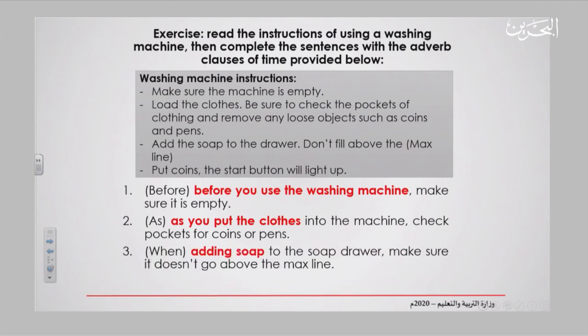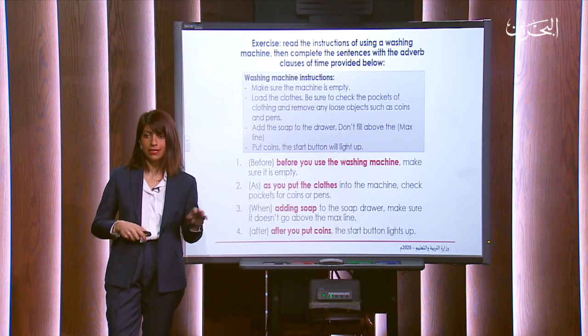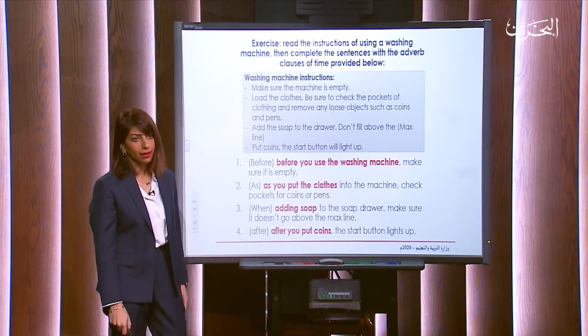When adding soap to the soap drawer, make sure it doesn't go above the max line. We have explained the adverb clause of time when before, and I've told you that it could explain two actions happening together, or one of them is happening before the other one. So here, you have to add the soap to the drawer and make sure it doesn't go above the max line. So both of them are happening together. After you put coins, the start button lights up. Here, after is determining that there is an action happening before the other one. So you will put coins first, then the start button will light up.